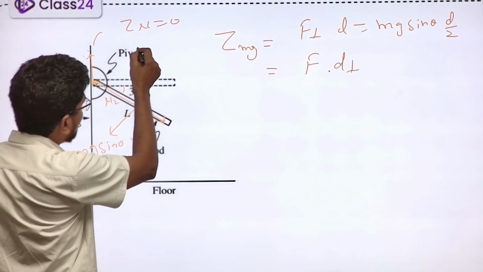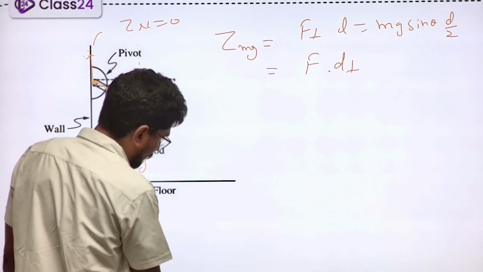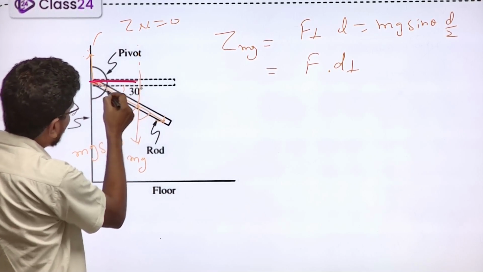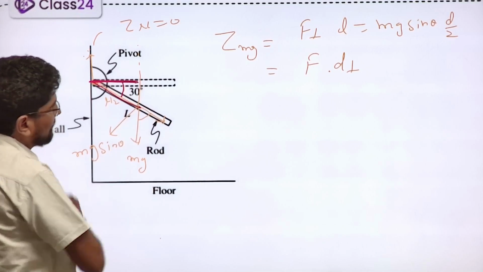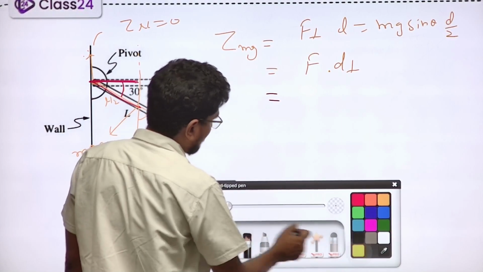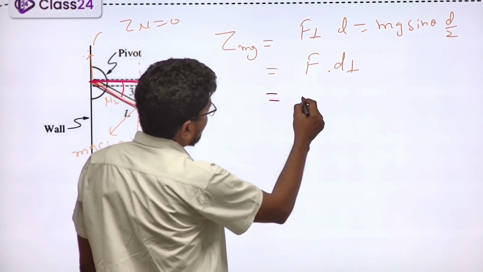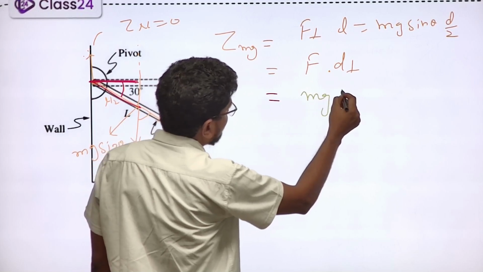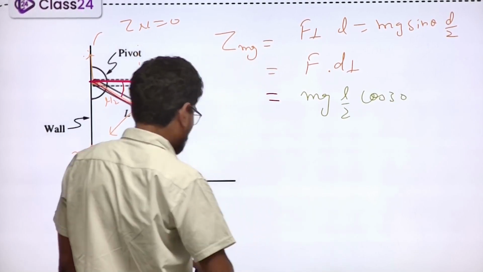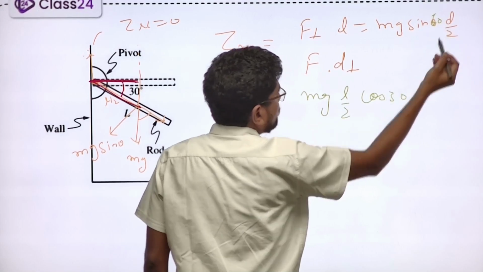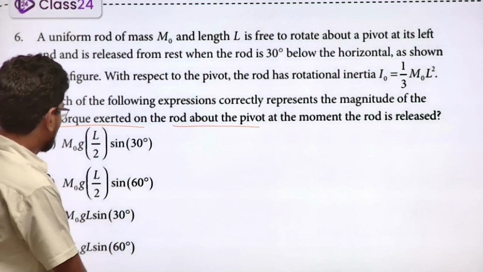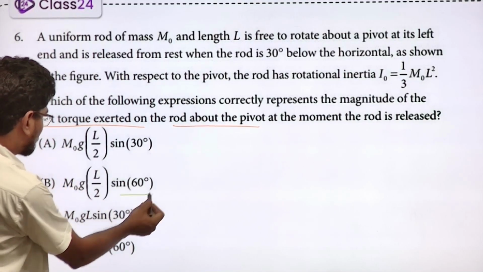Or you can also calculate using the force and the perpendicular distance. Extend the line of action of the force and draw the perpendicular distance from the rotating point. That distance is L by 2 with the angle 30, so the perpendicular distance becomes L by 2 cos 30. So the force is mg and the perpendicular distance is L by 2 cos 30. The values of cos 30 and sin 60 are the same, so the answer is the same however you solve it. So mg L by 2 sin 60 is the correct answer.